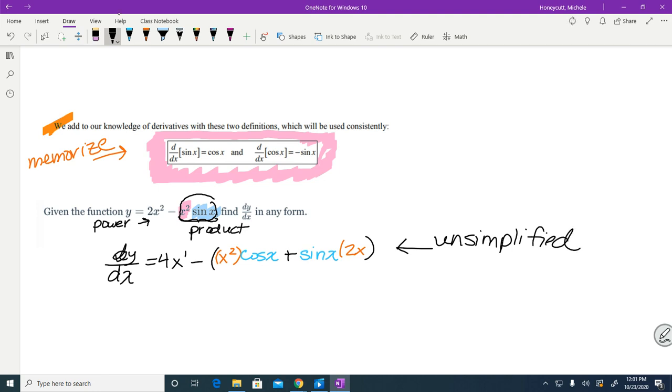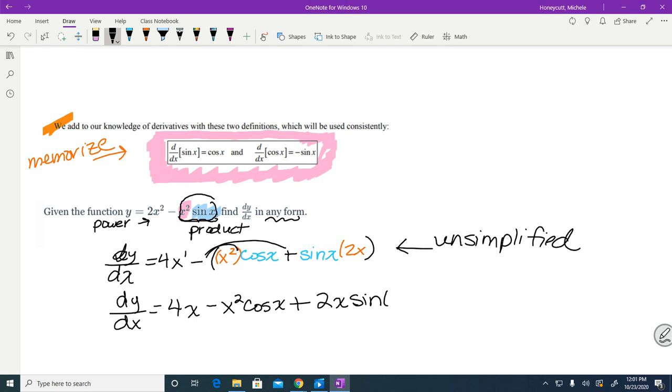So here is the derivative in unsimplified form. So sometimes it's okay to answer it unsimplified. When it says any form, you can just go ahead and enter it the way that it is. But if it does say to simplify, then you'll need to simplify as much as you can. So let's go ahead and simplify this one. dy dx equals 4x. The first is just 4x. I'm going to distribute this negative. So minus x squared cosine of x plus, now this is sine of x times 2x, but it's more common to write the 2x first. 2x times the sine of x. And I should get in the habit of putting parentheses around that x. There's my derivative.